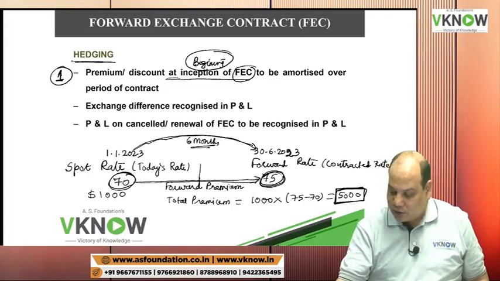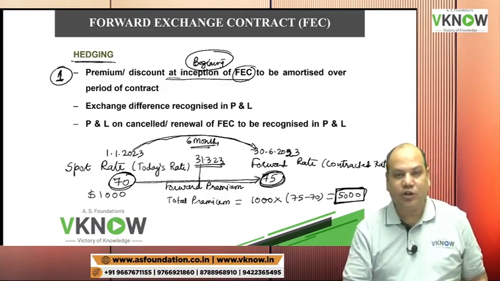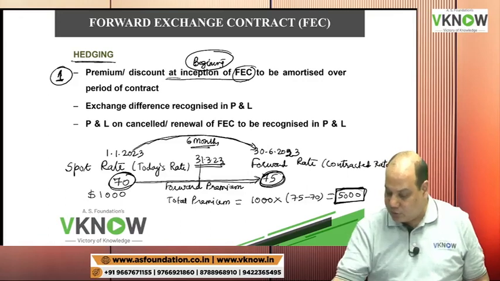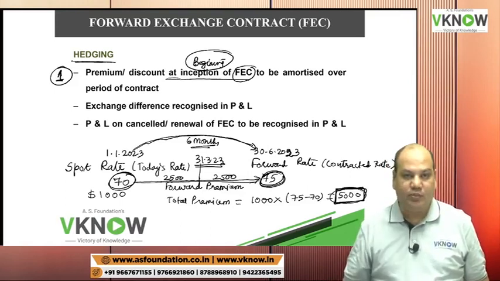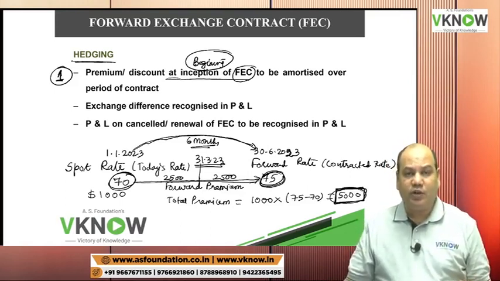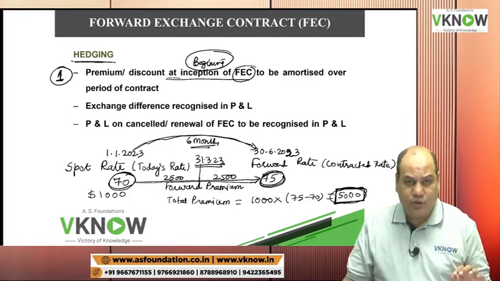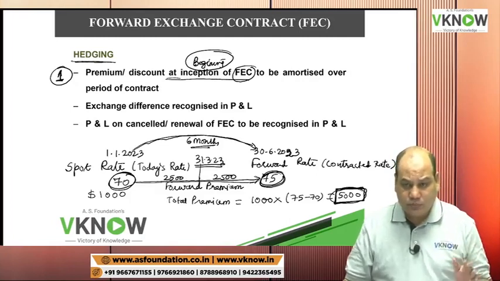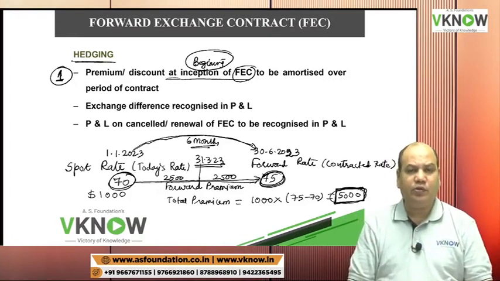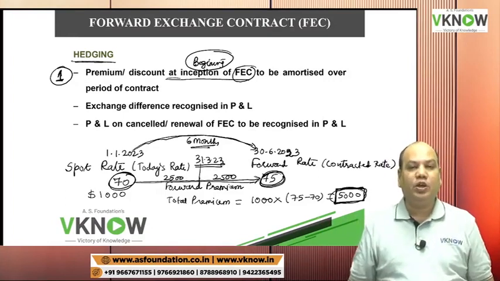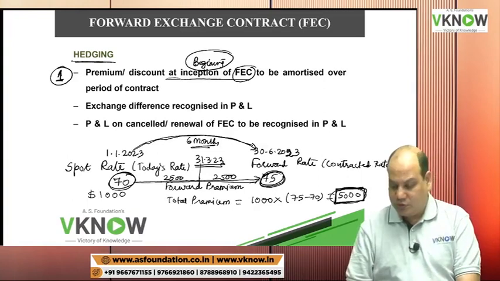Let us say our year ending date is 31st March 23. So what will happen? This 5,000 rupees will be amortized in the ratio of time. So 2,500 I will transfer to P&L account in the first year, and 2,500 rupees I will transfer to P&L account in the next year.